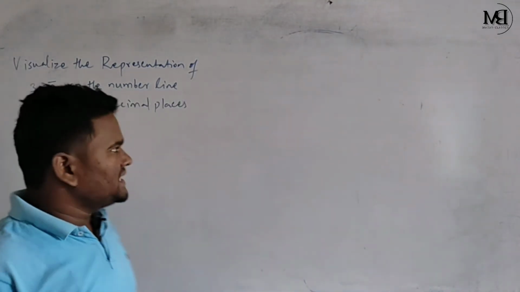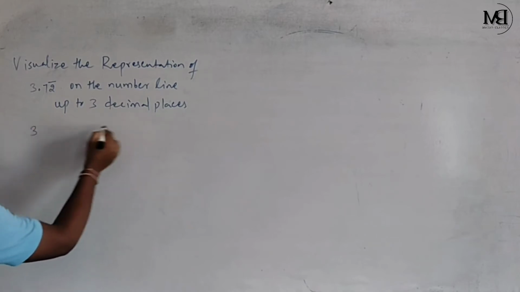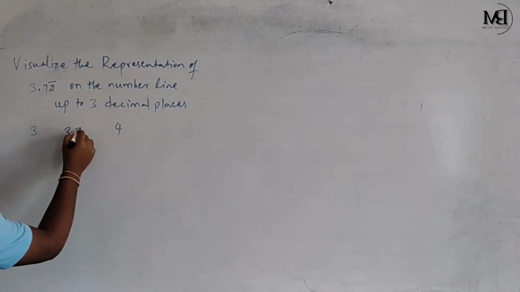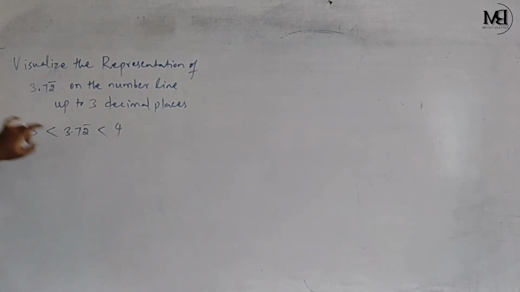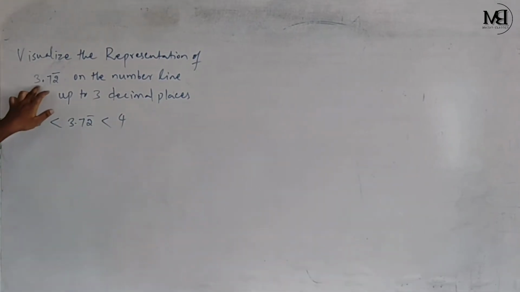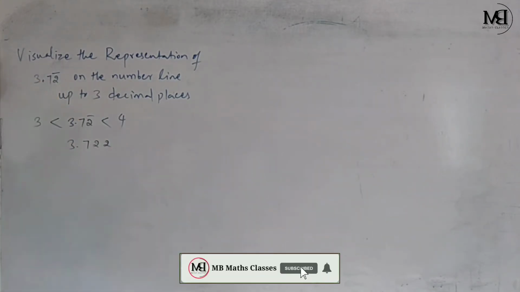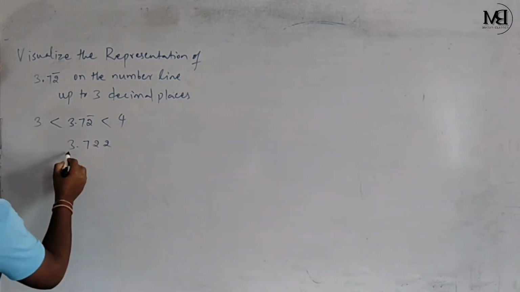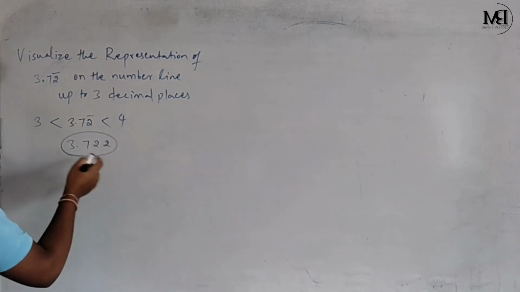Please do observe, my dear children. This 3.72 bar is in between 3 and 4. Now I am going to represent this 3.72 bar up to 3 decimal places, means 3.722.